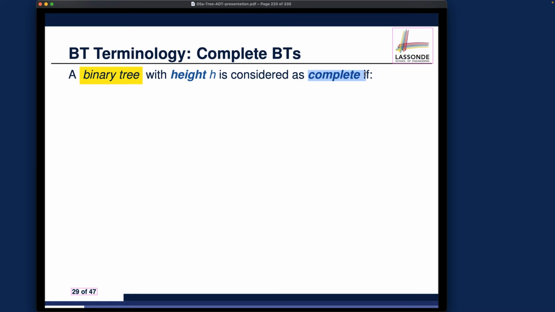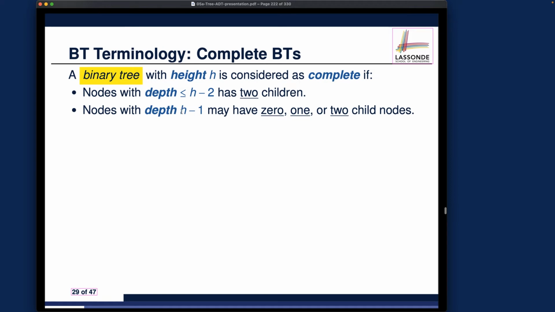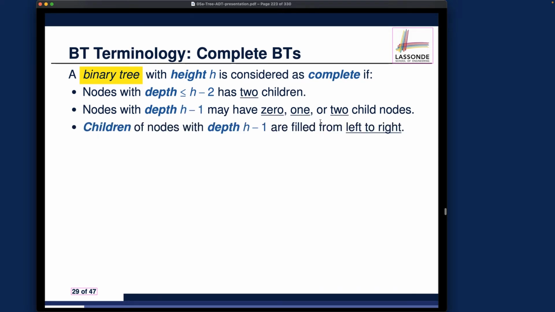Let's go over the definition. You can make a note of them, and we're going to exemplify and visualize the complete binary trees. Number 1, the nodes with depth h-2 have exactly 2 children. Number 2, the nodes with depth h-1, which is 1 level down, may have 0, 1, or 2 child nodes. And number 3, at the same level h-1, they are filled in from left to right.